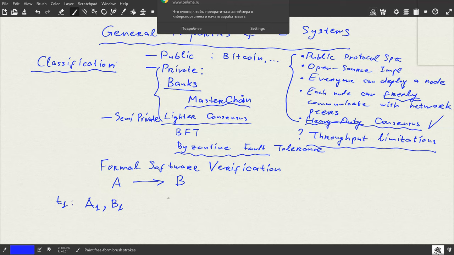And at point T2, there is a new state of our system, in particular with accounts A2 and B2, account states A2 and B2. Suppose that we take some money from account A and transfer them to account B.